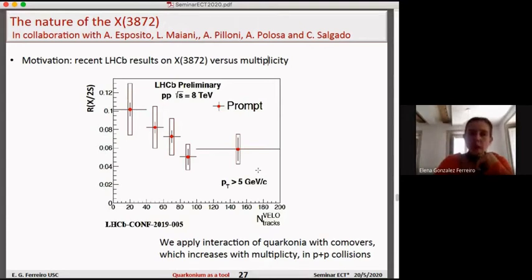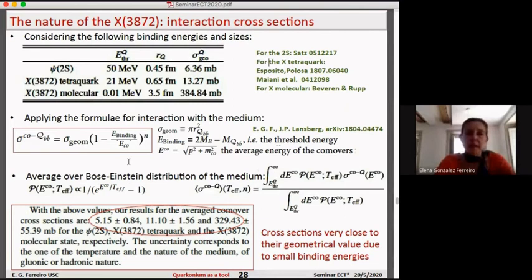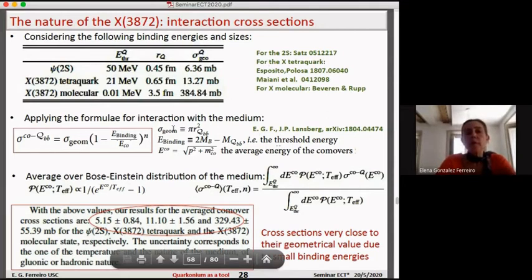So for this, we applied the same formula for the interaction cross-section. We do an average over the Bose-Einstein distribution of the comovers, and we obtain, these are the geometrical cross-sections, we obtain other different cross-sections that are very close to geometrical due to the small binding energies involved.